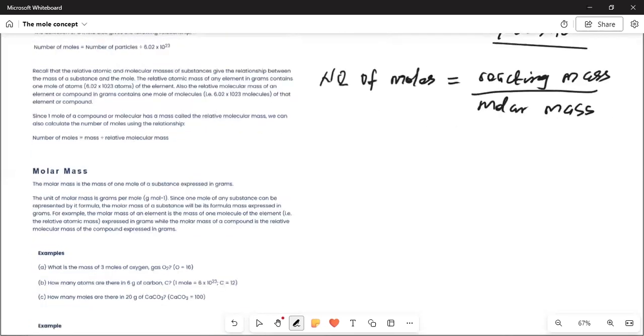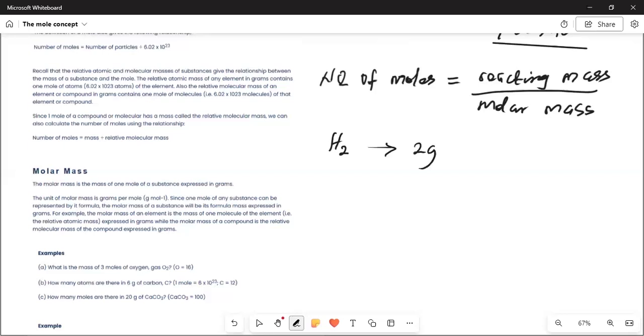And molar mass, as I said, is the mass of one mole of a substance expressed in grams. So if I have H2, for example, which is a molecule of hydrogen, and this is one mole of hydrogen molecules, then the mass of this expressed in grams is the molar mass. The substance could be a molecule of an element or a molecule of a compound. So the mass expressed in grams, which is 2 grams for hydrogen, will be the molar mass of hydrogen.